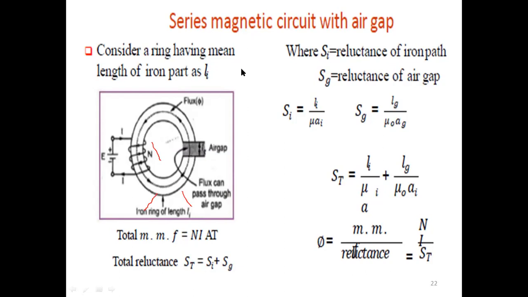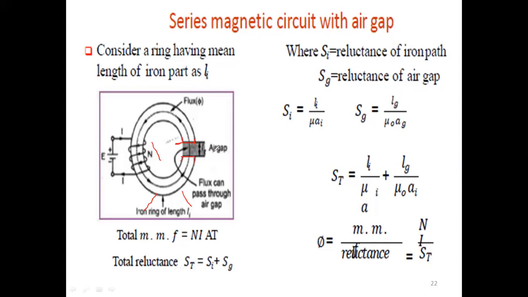From this point, this point is open now. From here up to here it is iron part only, completely iron. In between, the iron is cut and some air gap is there. The flux can flow through the air gap also.